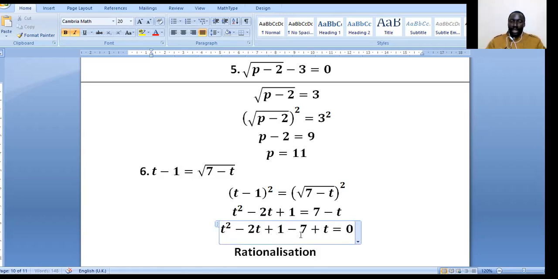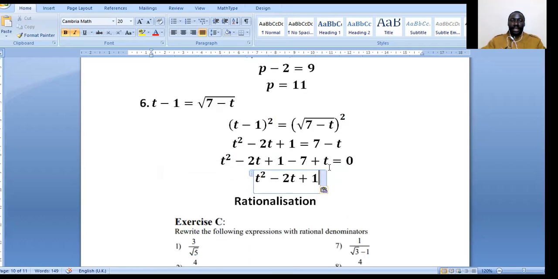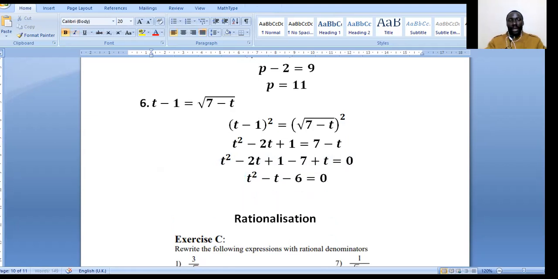Now notice that from here, in the next step, we'll be having t squared plus t, not 2t this time, rather minus t, because minus 2t plus t is minus t. Then here we'll be having what? We'll be having minus 6. Minus 6 equals to 0. We can solve this. Yes, we can solve for t.